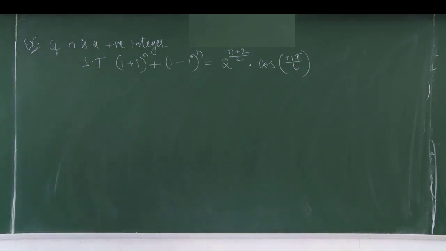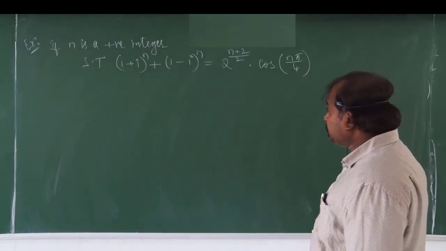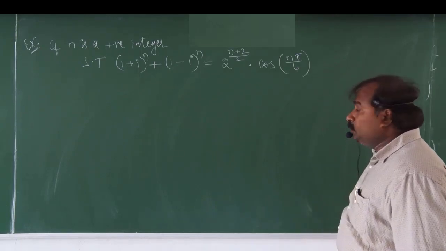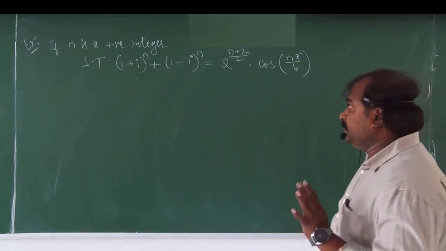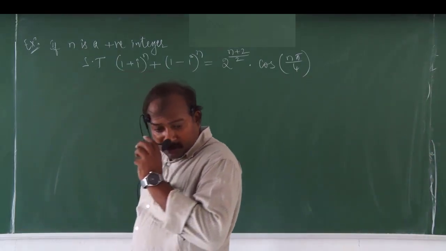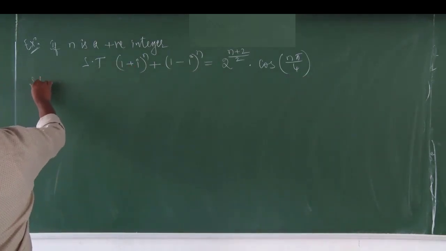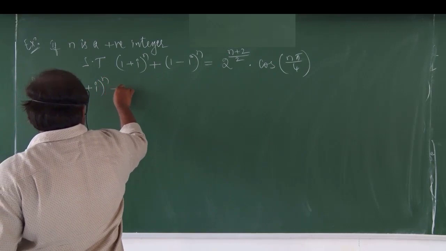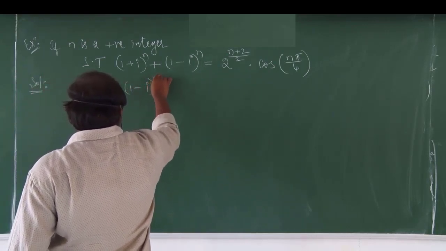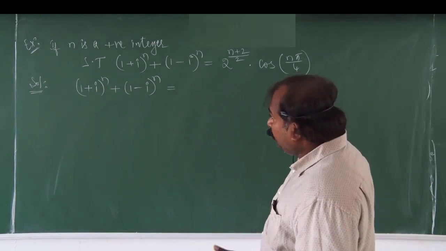Here the bit is, if n is a positive integer, then show that 1 plus i whole power n plus 1 minus i whole power n is equal to 2 power of n plus 2 by 2 into cos of n pi by 4. With the help of De Moivre's theorem, we have to prove it. Okay, now listen, all of you. The given value is 1 plus i whole power n plus 1 minus i whole power n.